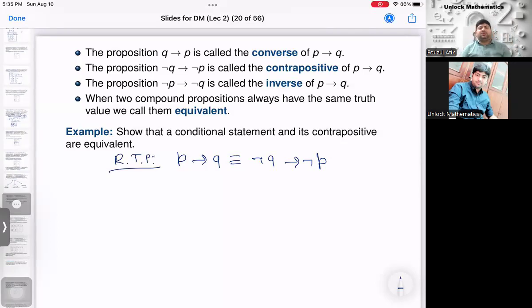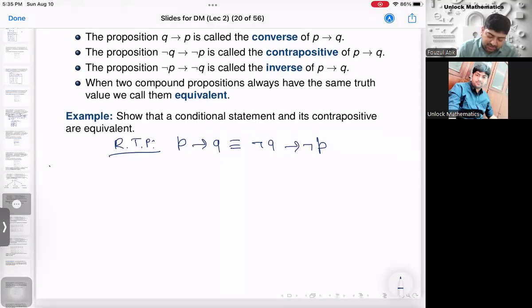But how do you prove that? What do you mean by equivalent? Equivalent means that they always have the same truth value. So how do you check whether they have the same truth value or not? Using a truth table. Let us do the truth table. We'll take all possible cases and see whether they have the same truth value or not. So I require P, Q, not P, not Q, then P imply Q, and not Q imply not P. So I'll create the truth table with the help of them.